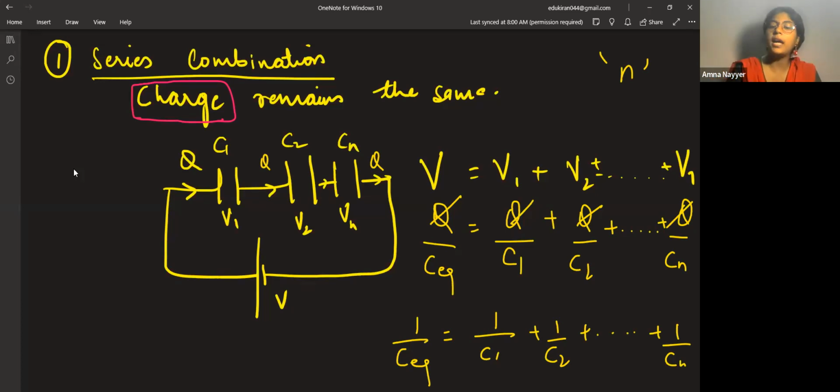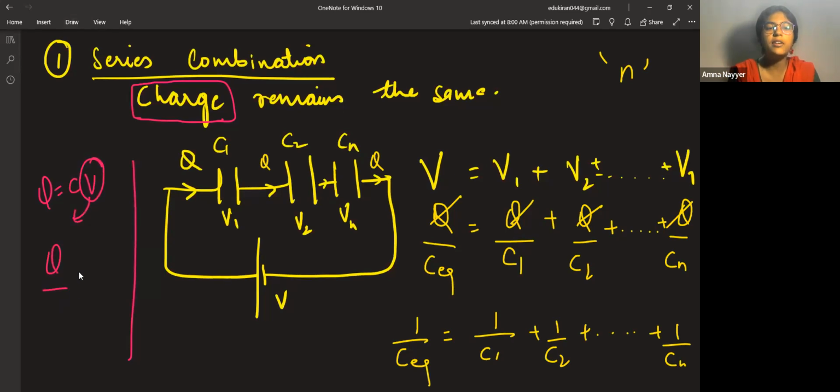So how can you write voltage? Q is equal to CV, so voltage can be written as Q divided by C. Now capacitances are different, but charges are same. So V will be Q by C equivalent. V1 will be Q by C1. V2 will be Q by C2. Likewise, it will go for all the values of capacitors which are connected.